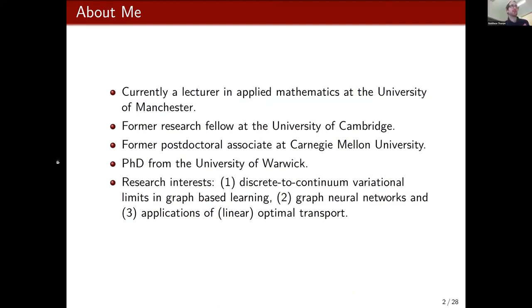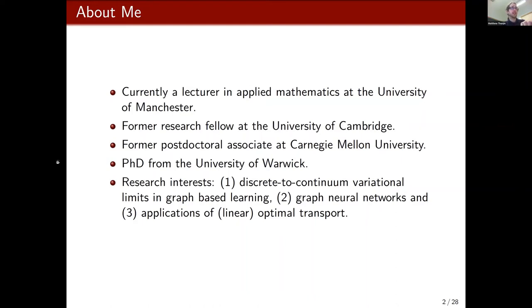So I previously was a research fellow in Cambridge, which actually is where I'm at the moment. I'm attending the Mathematics of Deep Learning program here at the Isaac Newton Institute. Before that, I did a postdoc in the US at Carnegie Mellon University, and my PhD originally comes from the University of Warwick.